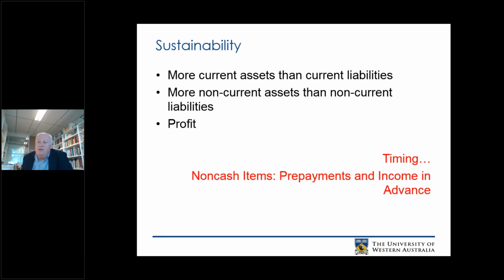The second issue is that when we talk about sustainability, non-cash items like prepayments and payments in advance or income in advance are really important considerations.